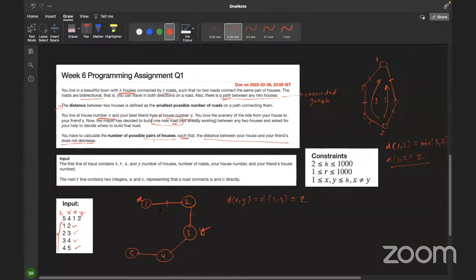So what roads can you build, right? Let's look here. If you connect 1 and 3 with a new road, right?